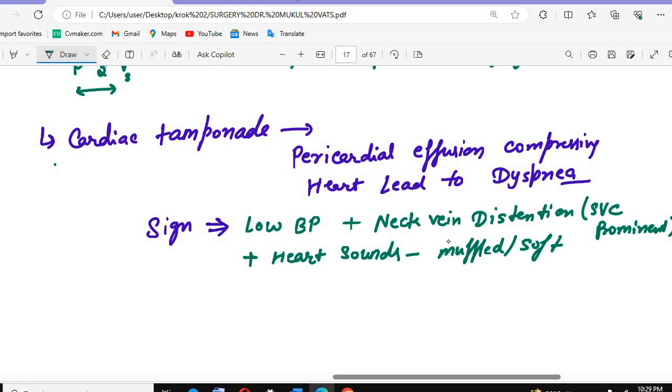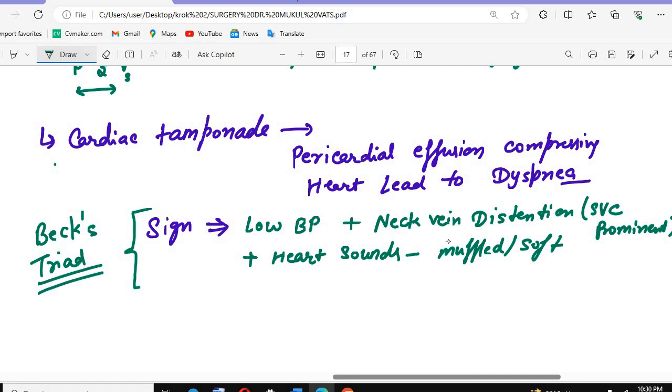And why are the heart sounds muffled or soft? Because the heart is now surrounded with loads of fluid. Due to which the heart sounds will be heard as muffled or soft sounds. We call this the Beck's triad. The Beck's triad is seen in case of cardiac tamponade: low blood pressure, neck vein distension, and muffled, soft heart sounds.